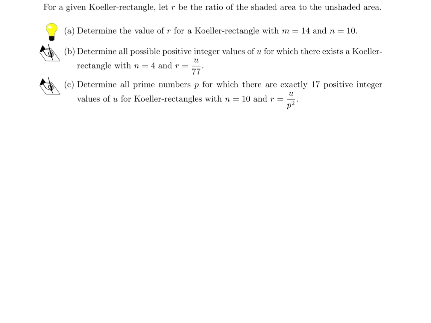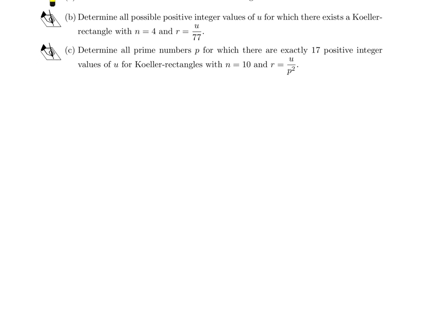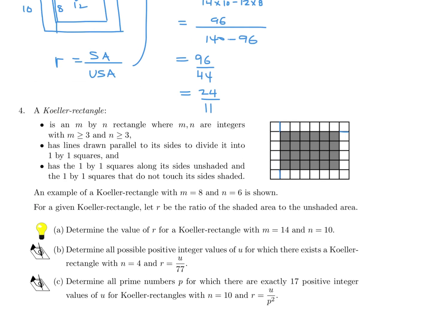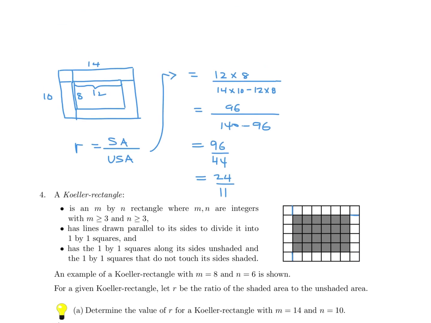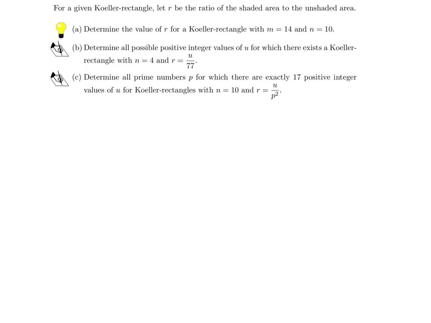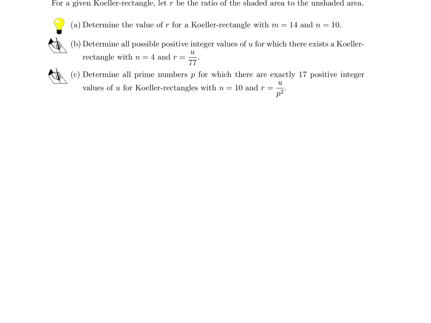Determine all possible positive integer values for u for which there exists a polar rectangle with n equals 4 and r equals u over 77. So what I'm going to do is the same sort of story as before, just how I did it up here. I'm going to do the same thing, but this time, instead of numbers, we've got some letters.